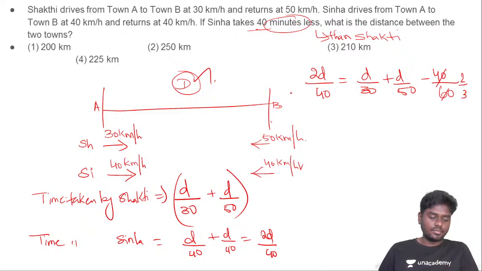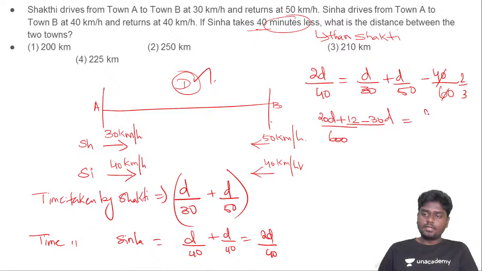If you try to solve this, what exactly will you be getting here? So you bring this 2 by 3 to this side and 2d by 40 to the right hand side. If you do that, the LCM will be ultimately 600. LCM is 600 and you get 20d plus 12d minus 30d, so this is going to be equal to 2 by 3.